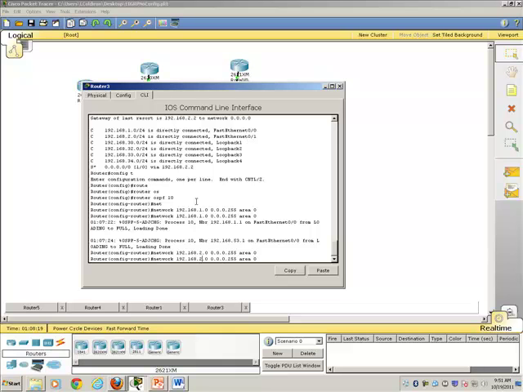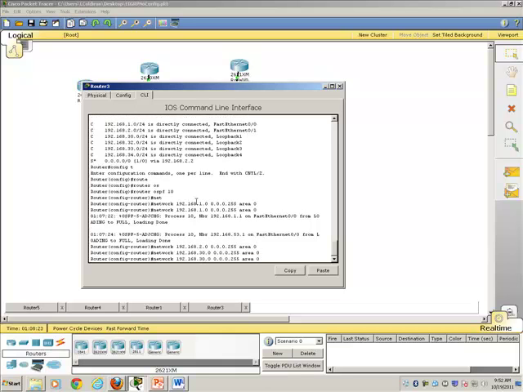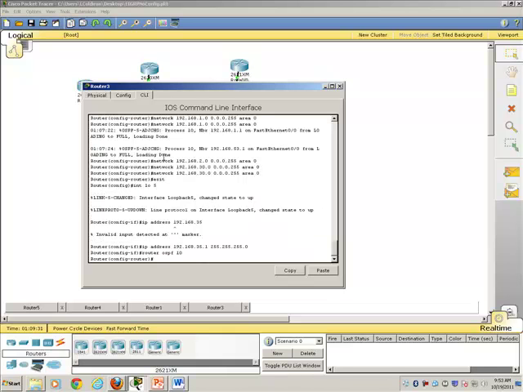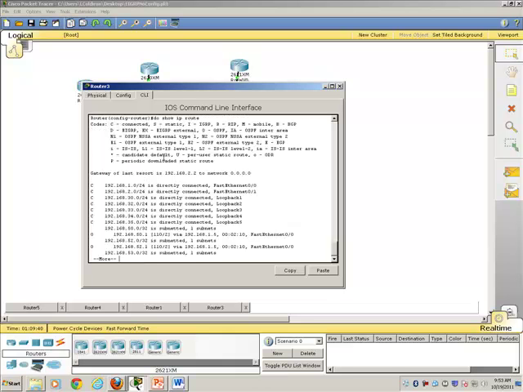Network 30. Let's try this. Let me pause this. Okay, we've added that one. We're in the OSPF. Do show IP route. So we have 32, 33, 34, and 35.